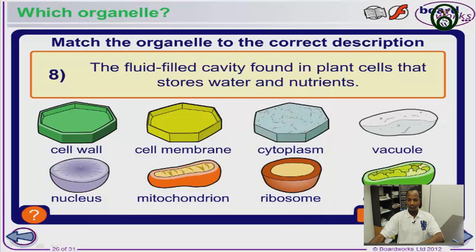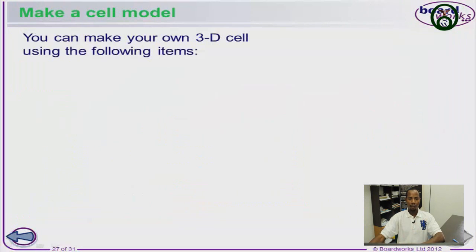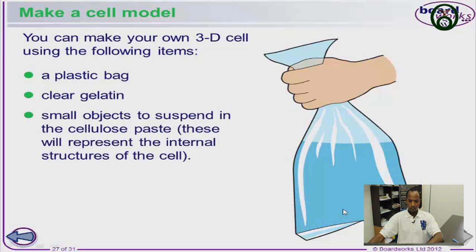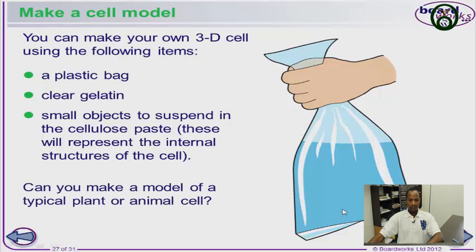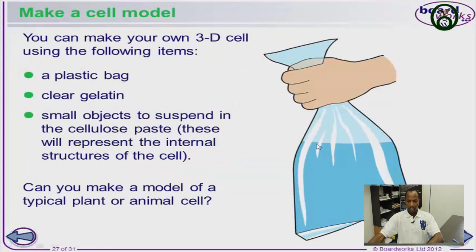Now let's go to the next one. The fluid-filled cavity found in plant cells that stores water and nutrients. Vacuole, right? Like we've explained before. That's great, that's good. So these are the specific functions. Now we make a cell model. How do we analyze a cell in our daily activities? For example, we take a plastic bag and we take a clear gelatin, with a small object suspended in the cellular space. Okay, and then can we make a model of the cell from this? So we can do this at home as an activity and make a model of the cell.